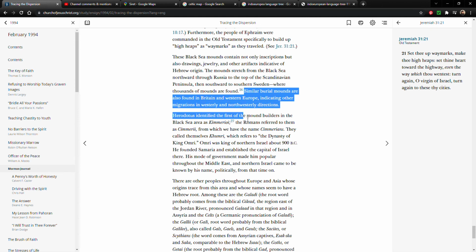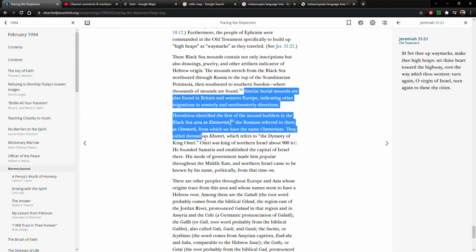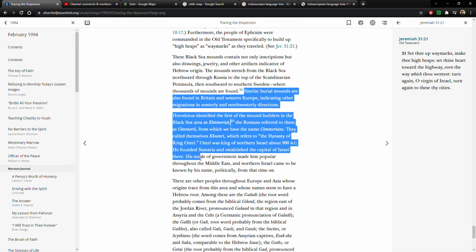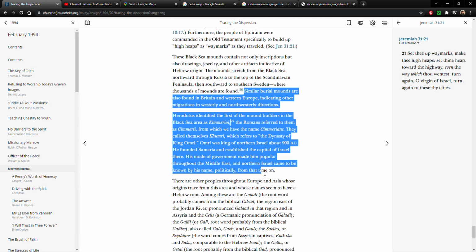Herodotus identified the first of the mound builders in the Black Sea area as Chimeroi. The Romans referred to them as Cimmeri, from which we have the name Cimmerians. They called themselves Cumri, which refers to the dynasty of King Omri. Omri was king of northern Israel about 900 BC. He founded Samaria and established the capital of Israel there. His mode of government made him popular throughout the Middle East, and northern Israel came to be known by his name politically from that time on.